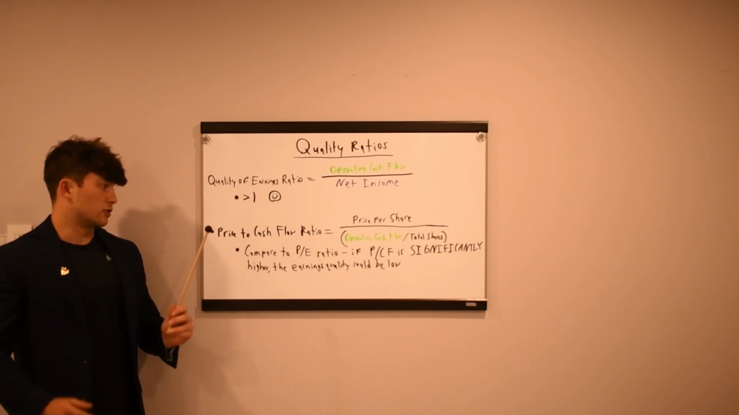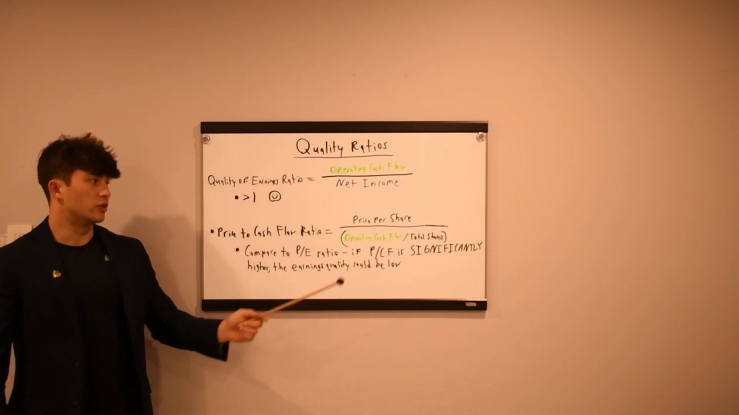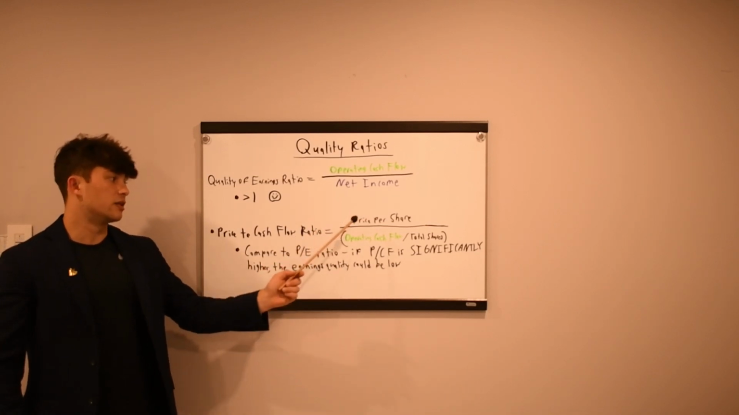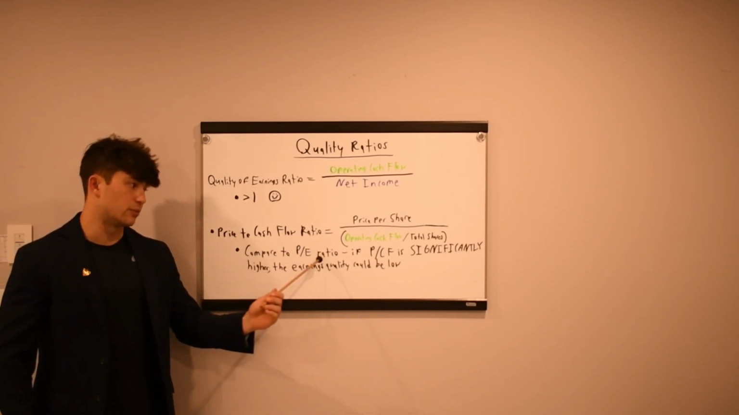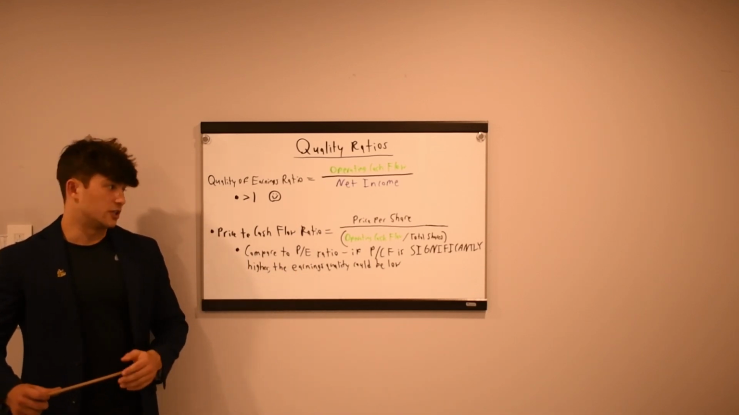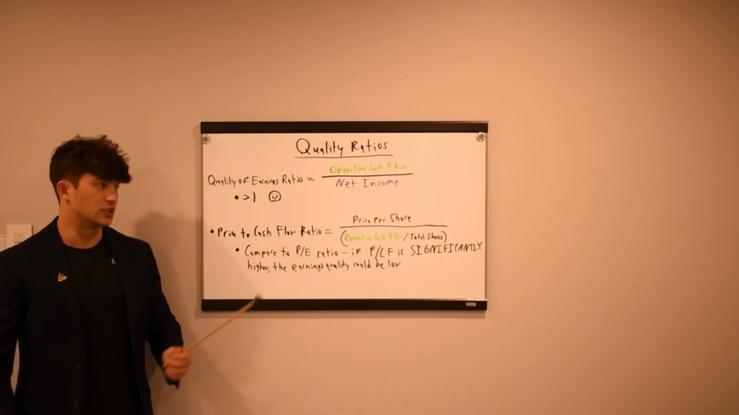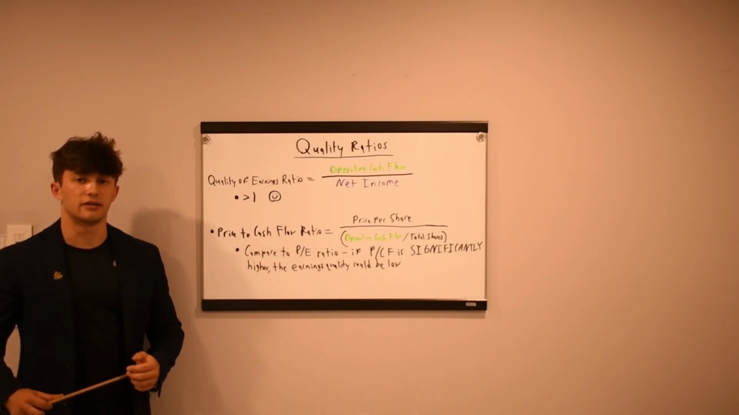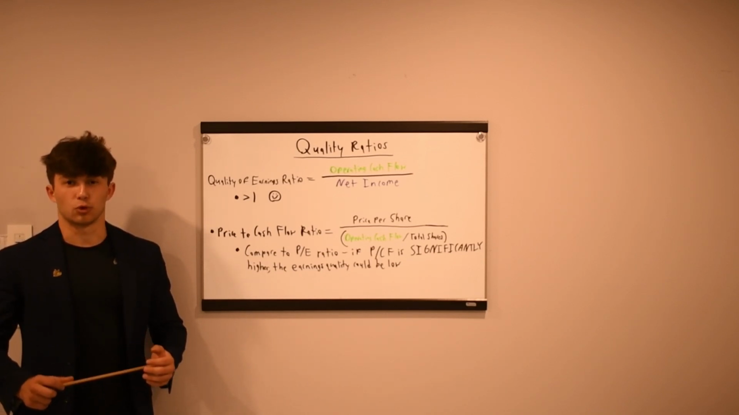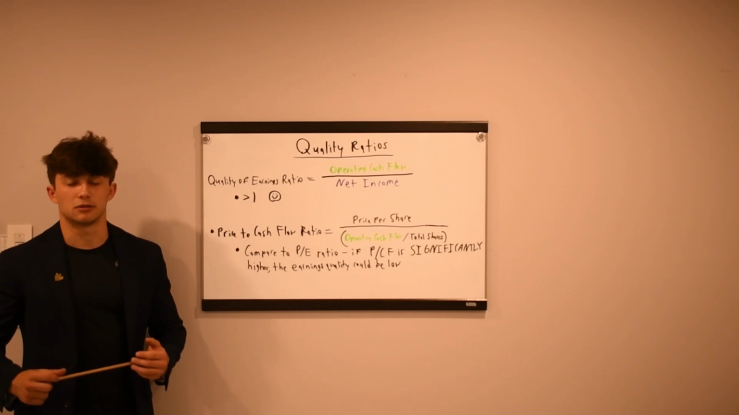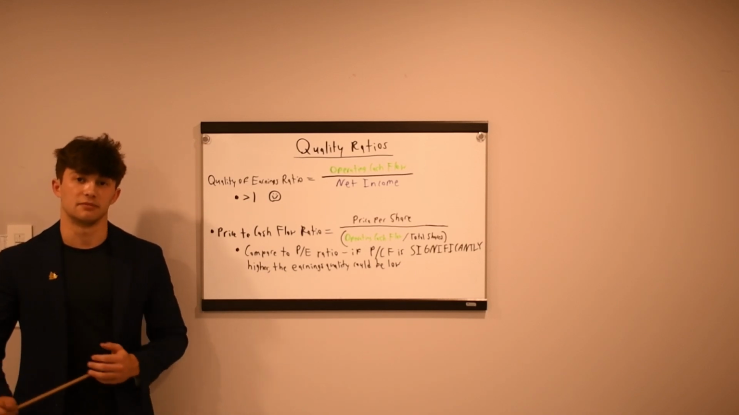On the other hand, we also have our price to cash flow ratio, which is the price per share divided by the operating cash flow per share. And this ratio, what you want to compare to the PE ratio, the price to earnings ratio. And if this ratio, the price to cash flow ratio, is significantly higher, that could indicate that the company has a low quality of earnings, meaning that the company's earning reports aren't very reliable, which could indicate that the company may be a bad or risky investment.